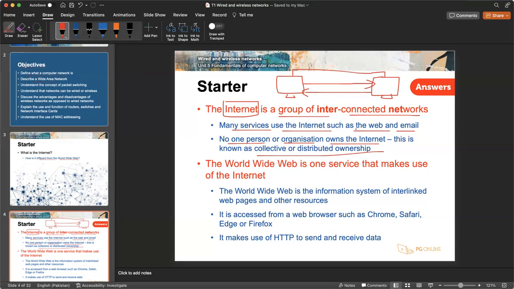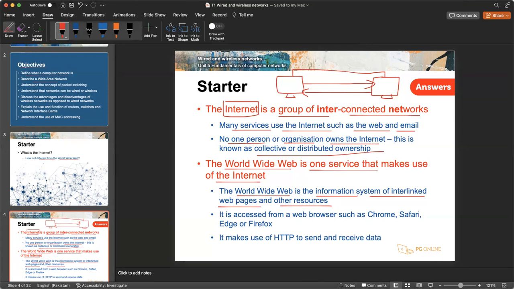Now the question arises, what is WWW? WWW is known as the World Wide Web, right? It is a service that makes use of the internet. Like every website starts with www, meaning World Wide Web. So it is an information system of interlinked web pages and other resources. So you have to be very clear that the internet and WWW are both different.